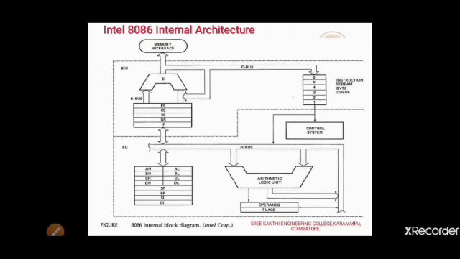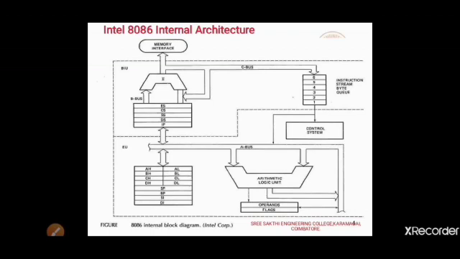Here the bus interface unit fetches the instruction from the memory. The data are stored in the segment registers. Each segment register holds up to 64 KB of memory size, because the 1 MB of memory is divided into 4 segments. Those segments are the extra segment, code segment, stack segment and data segment.